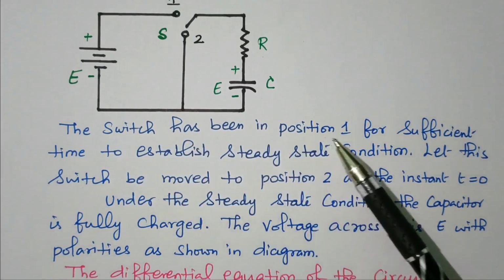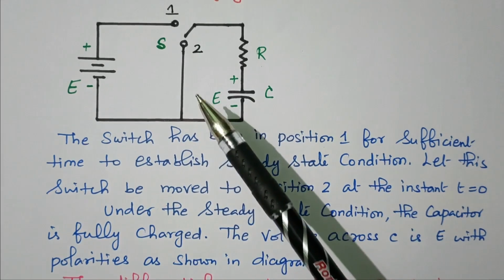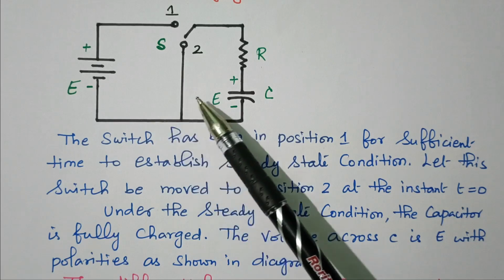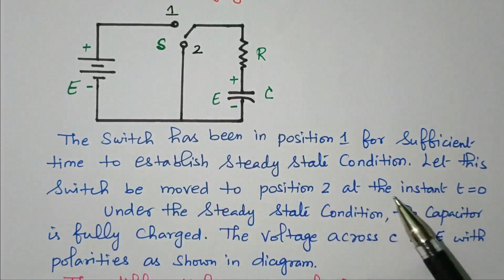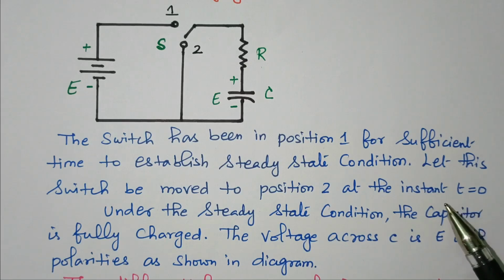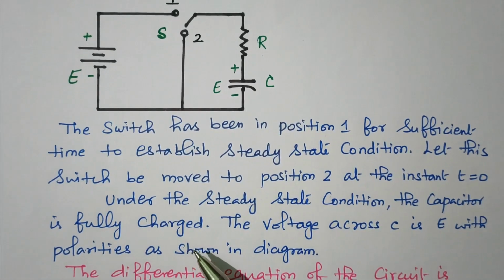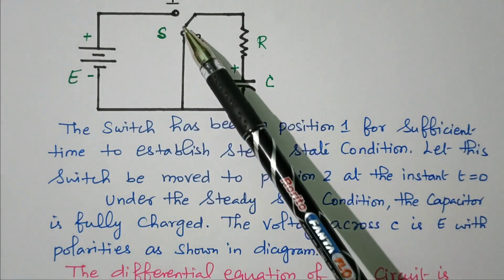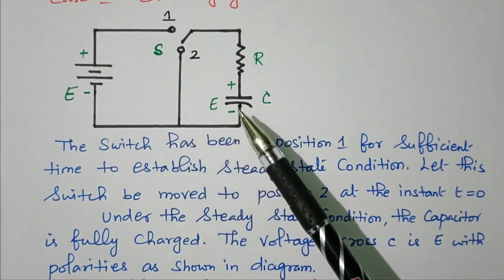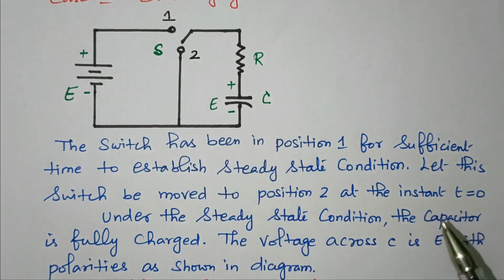The switch has been in position 1 for sufficient time to establish steady state condition. So initially the switch is kept in position 1 so that the capacitor starts charging. It will give sufficient time to get the steady state condition. Let this switch be moved to position 2 at the instant t equal to 0. Under steady state condition, the capacitor is fully charged. That is during switching position 1, the voltage across C is E, whose polarity is as shown in the diagram, plus minus. So initially at position 1, it is sufficiently charged, increasing the voltage to E with this polarity. Afterwards, it is moved to position 2 at t equal to 0.